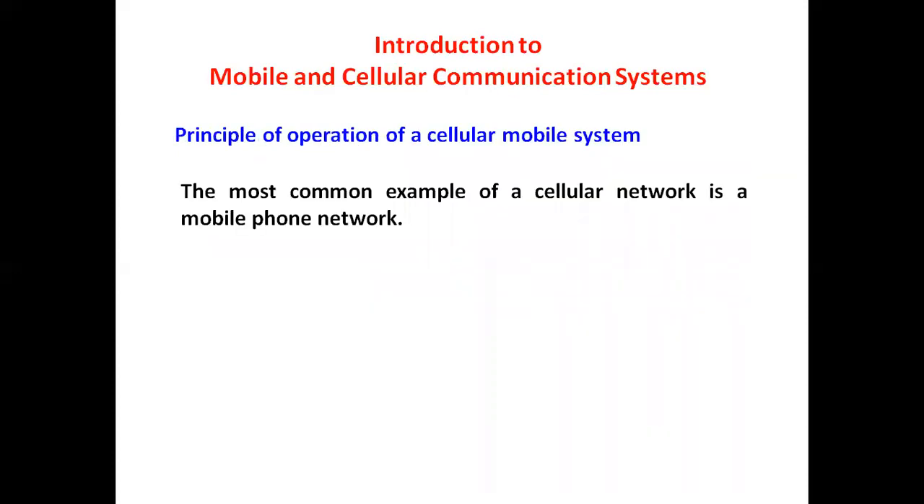Now we want to see the principle of operation of a cellular mobile system. The most common example of a cellular network is a mobile phone network. Mobile phone networks use cells because radio frequencies are a limited, shared resource. Cell sites and handsets change frequency under computer control and use low power transmitters so that a limited number of radio frequencies can be simultaneously used by many callers with less interference.